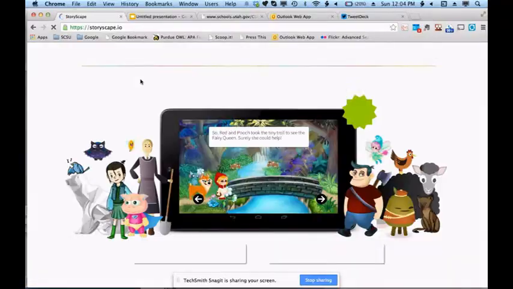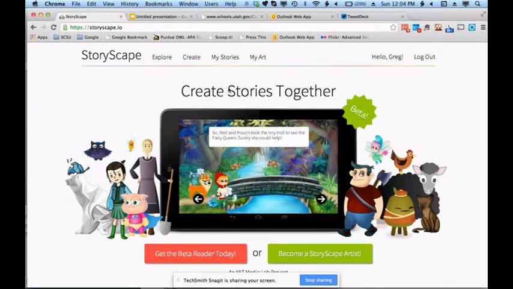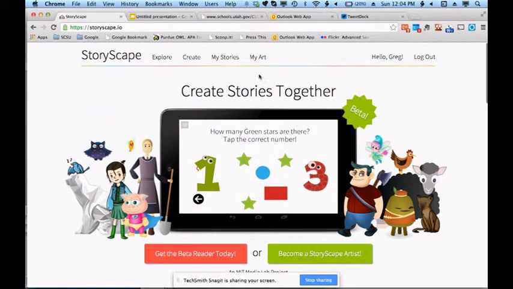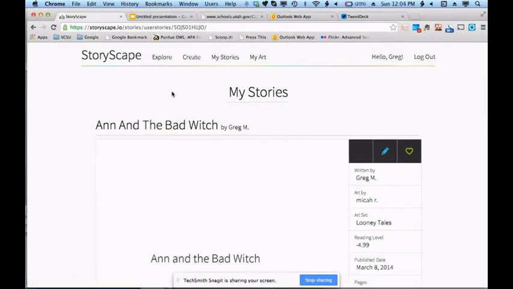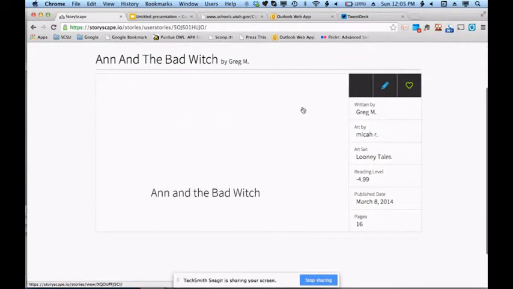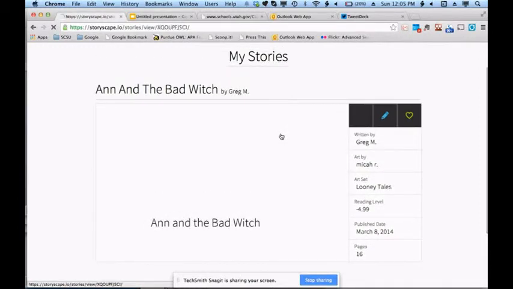storyscape.io, and we're going to look at our stories. Anne and the Bad Witch. Anne and the Bad Witch? Yeah, Ben. Anne and the Bad Witch.